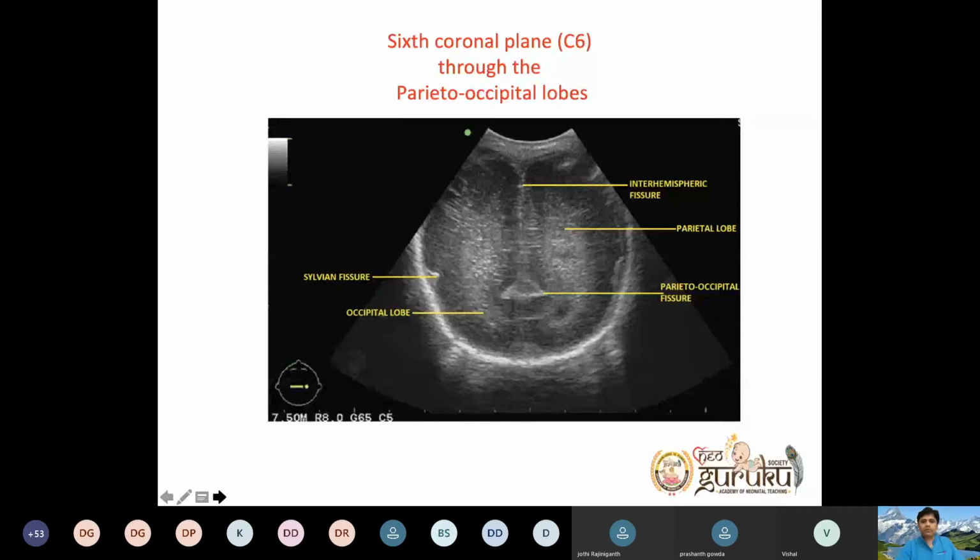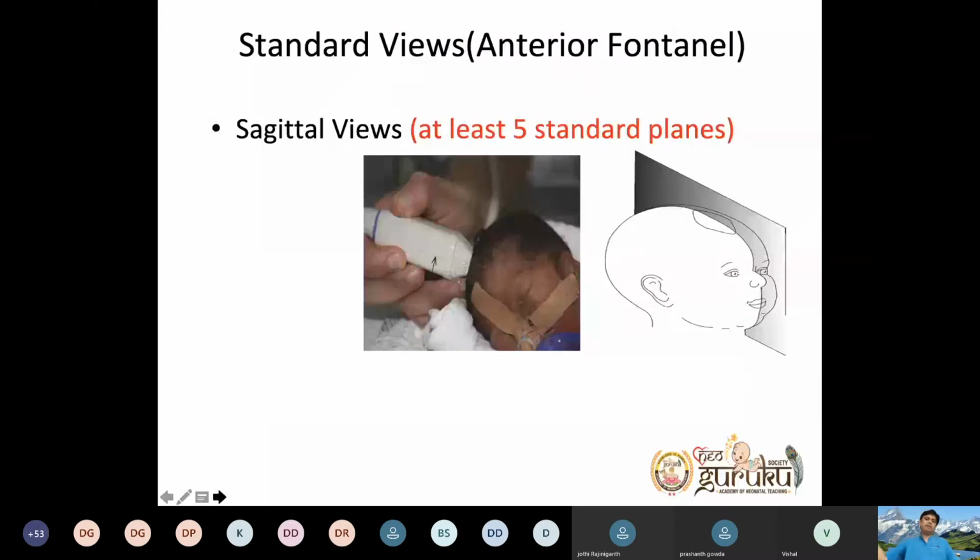So now we are moving on to the sagittal section. We are cutting the brain at the center like this, so that you are standing on the side of the baby and trying to see the brain. In sagittal section, as I said, there are 5 sections: 1 in the center, 2 on either side.